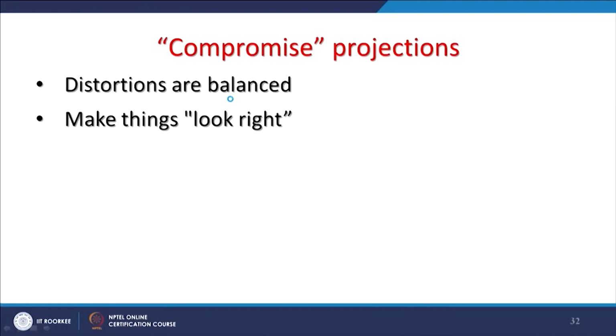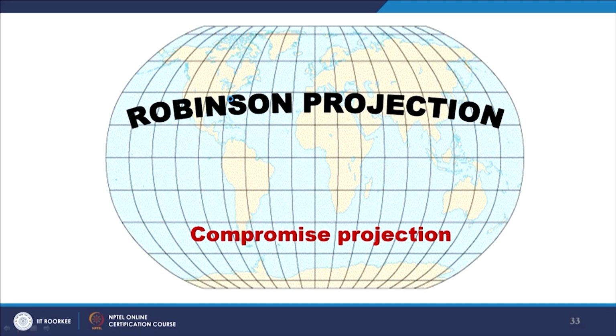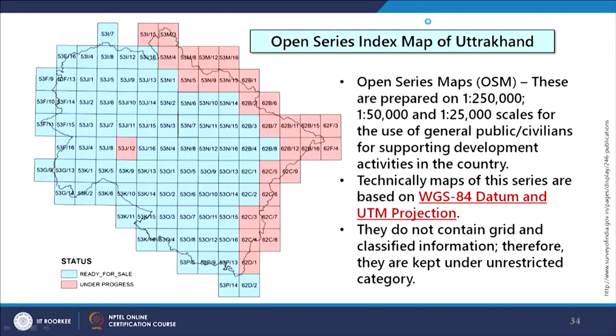Now, people have also developed some projections which are called compromise projections. So, they try to balance the distortions and also make things look right, and shape is distorted more in the polar regions than at the equator. This is the compromise projection, which is called the Robinson projection. Though at the polar regions you are having very bad distortions, in the mid regions it is quite good. So, again there are advantages and disadvantages, a trade off.